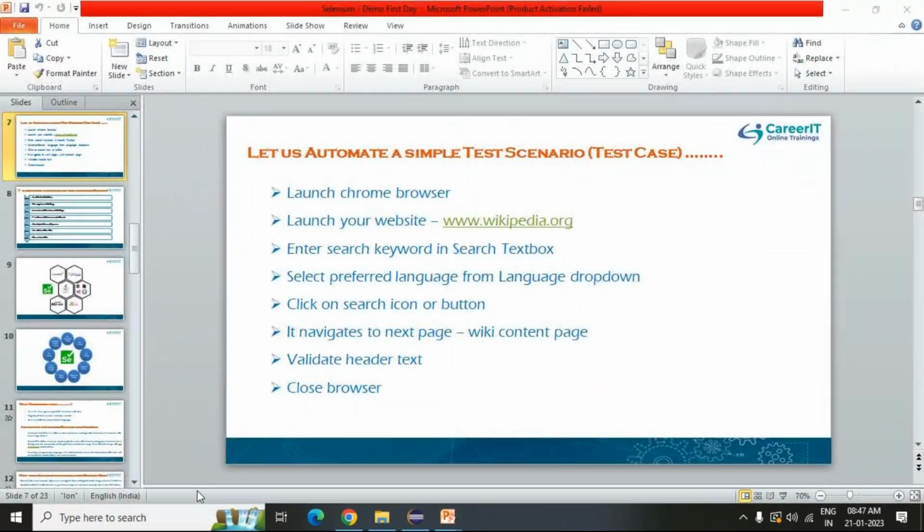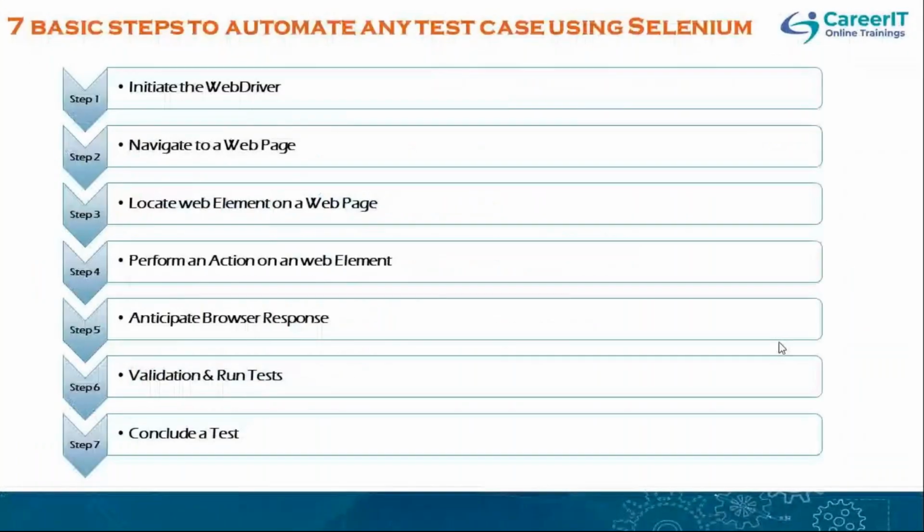Okay, these are the steps. Generally, to automate any test case in Selenium, I have defined 7 basic steps, guys. If you follow these 7 basic steps, we can automate any test case using Selenium, whether it is a simple, medium or complex test case. The first step is initiating the webdriver, that is, launching your blank browser first and navigating to the website or web page. You are going to launch your application, wikipedia.org or amazon.in, anything.